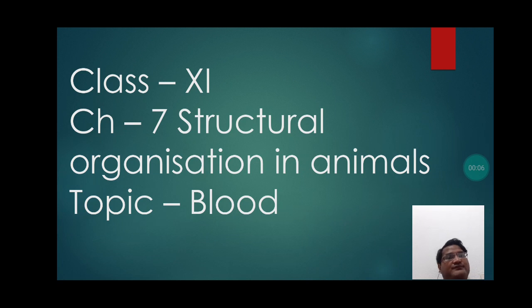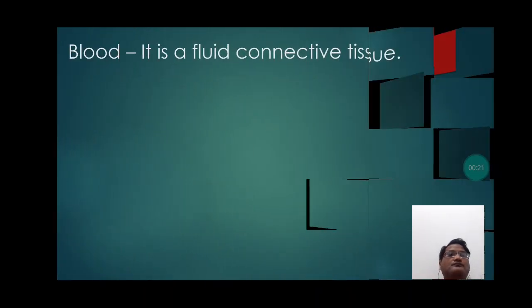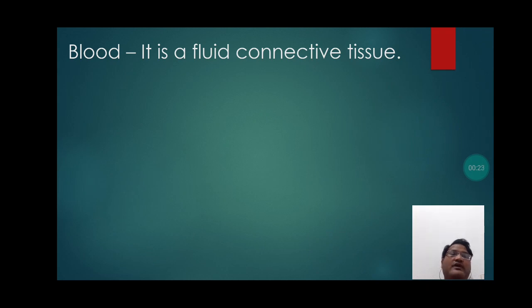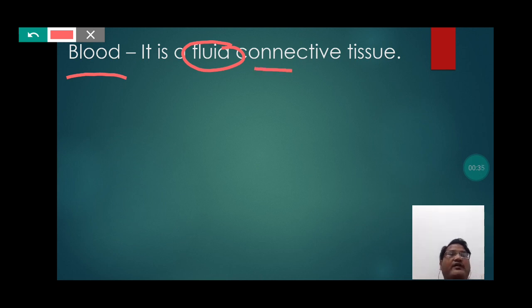Today we are going to study the topic blood from chapter 7, structural organization in animals. Blood is a fluid connective tissue. So students, blood is a liquid connective tissue because it gets transported from the superior parts of the body to the inferior parts of the body.